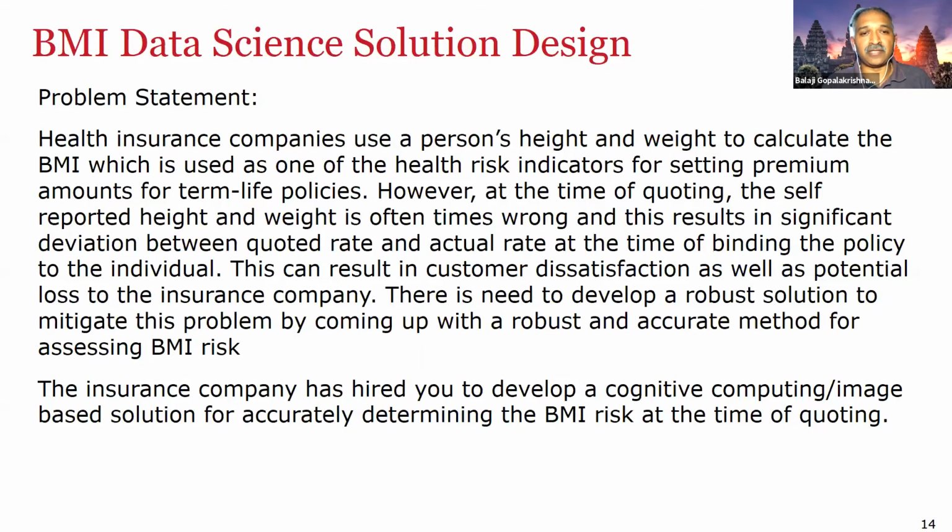Health insurance companies, right? When you try to get a term life insurance quote from a health insurance company, just to see what you're likely to pay, they will ask you for your height and weight, and using those they can calculate your body mass index. If the BMI is high, they would typically charge you a slightly higher premium because you pose more risk.